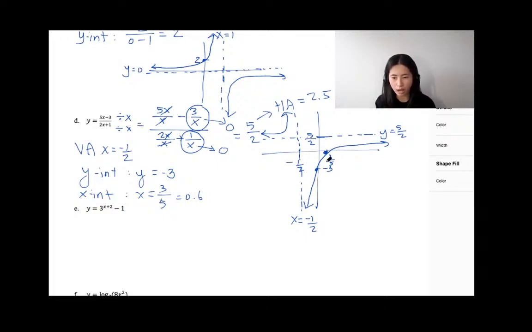Does that make sense? And then how do you know it's going down? How do you know it's below your x-axis over here? You're going to have to find a number that is in between negative 1/2 and 0. That's why you can actually see that it's sloping down.